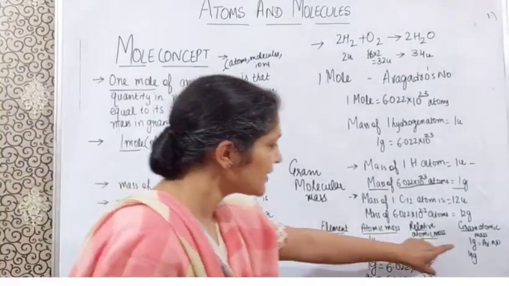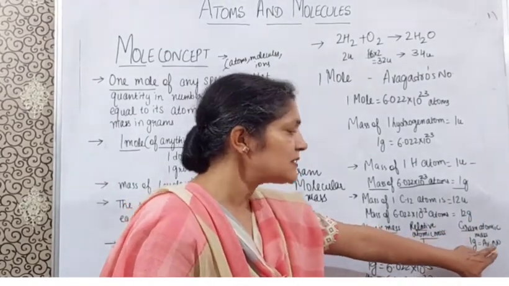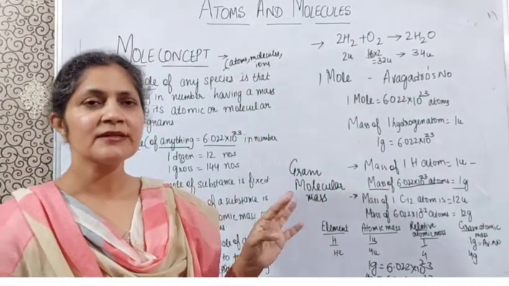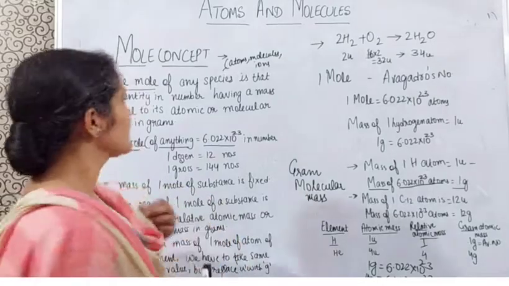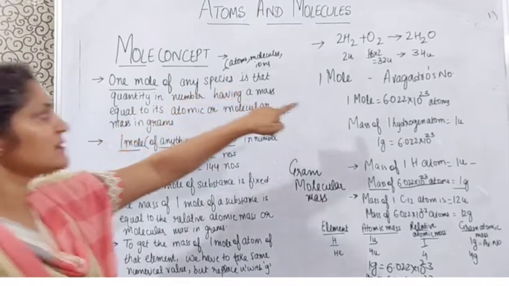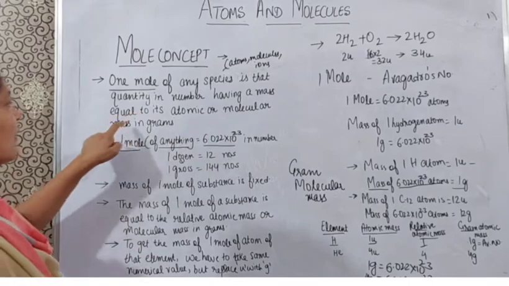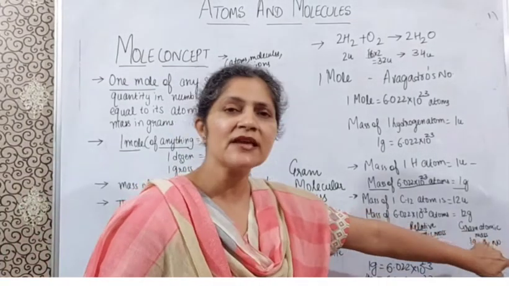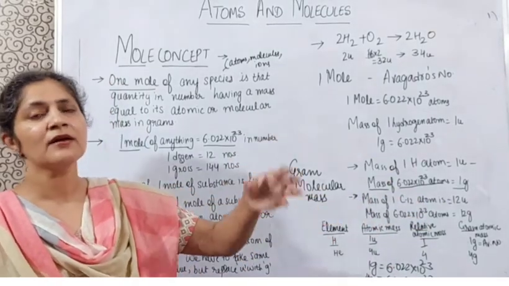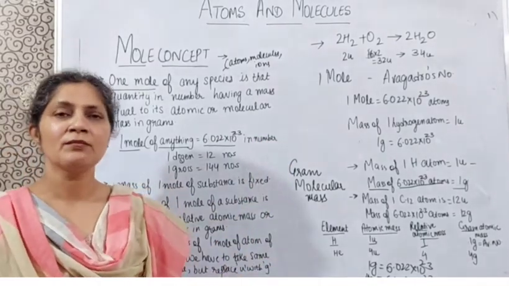We have just changed the units from U to G, and this gram atomic mass is equal to Avogadro's number, which is equal to 1 mole. So this is the mole concept: 1 mole of any species is that quantity in number having a mass equal to its atomic or molecular mass in grams. This Avogadro's number is equal to the gram atomic mass of that element or the gram molecular mass of that molecule. This is simply the mole concept.